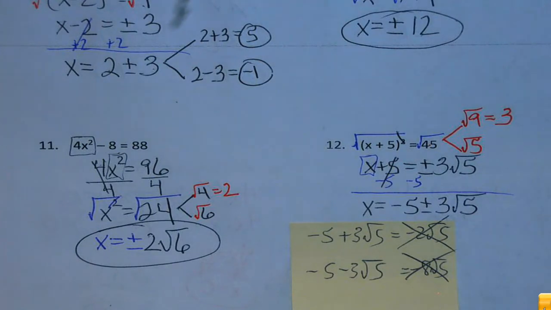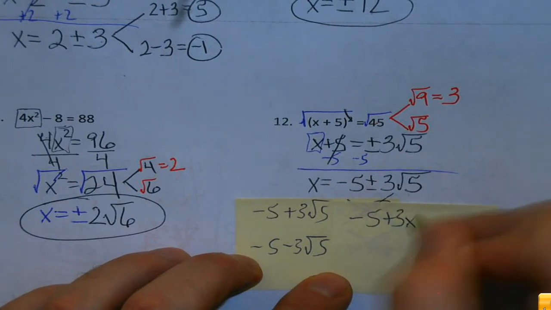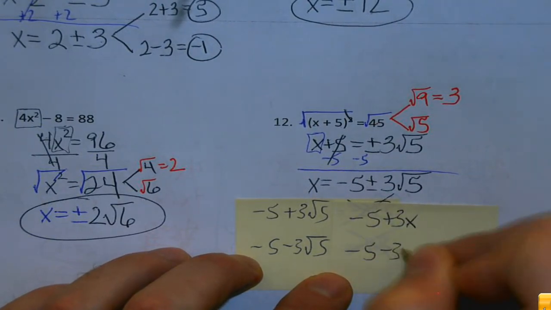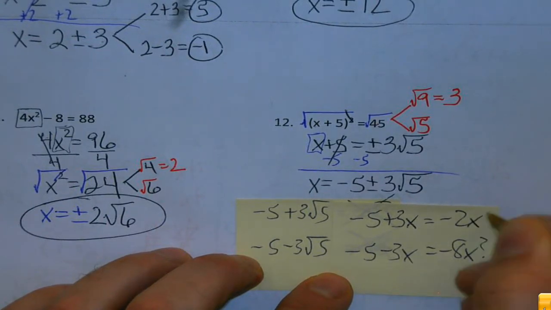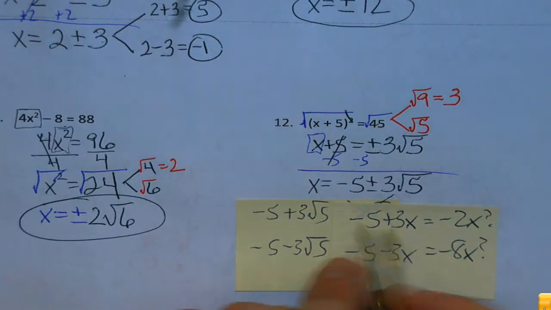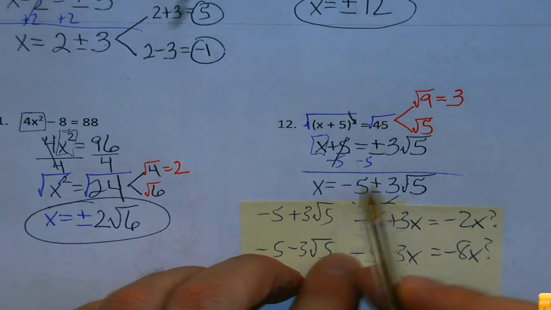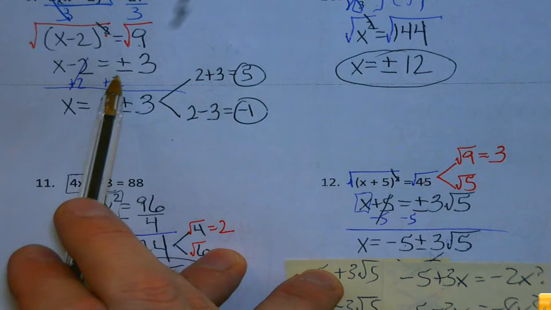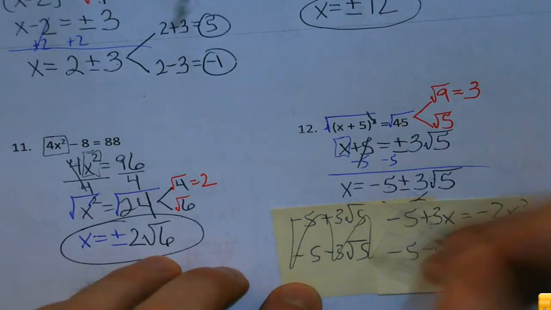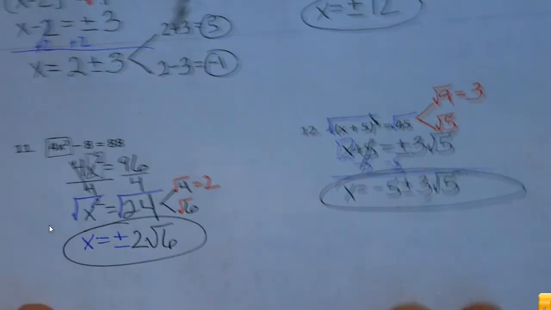If I change this up slightly, if I told you negative 5 plus 3x, negative 5 minus 3x, would you tell me it was negative 2x and negative 8x? I hope not. They're not like terms. Same thing here. This has a radical. This doesn't. I can't put them together. It's not like up here where there was no radicals. Okay? So don't get into all this crazy business. That is your answer.